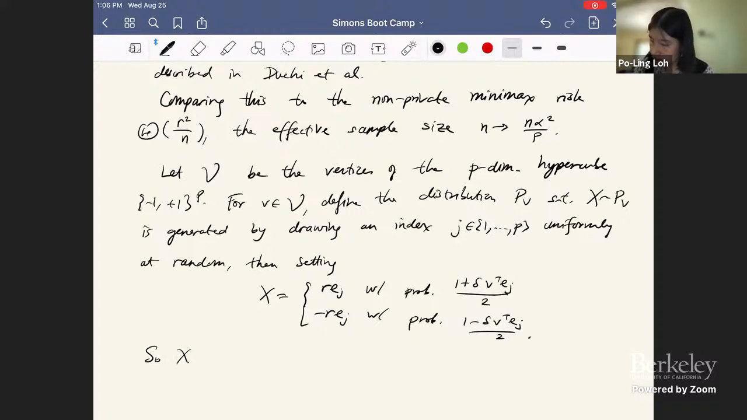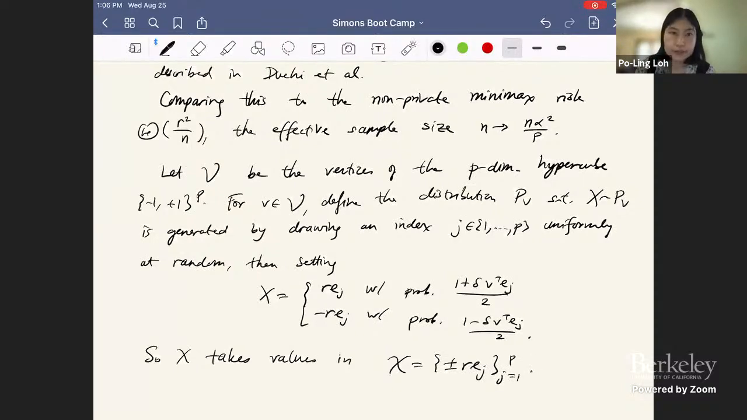because x could be actually anything of the 2p possible values. So x takes values x equals plus or minus r times e_j, where j goes from 1 to p. Okay. So it's kind of biasing the choice. It's biasing the values that x is taking according to the coordinates of v. So for every v in this hypercube, we have a different distribution, right?